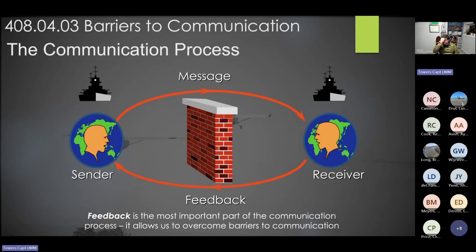So feedback is the most important part of the communication process. It allows us to break through those barriers in the communication process. So it's not sending the message, it's not receiving the message that's the most important. It's making sure that the sender can verify that the receiver understood what was sent.